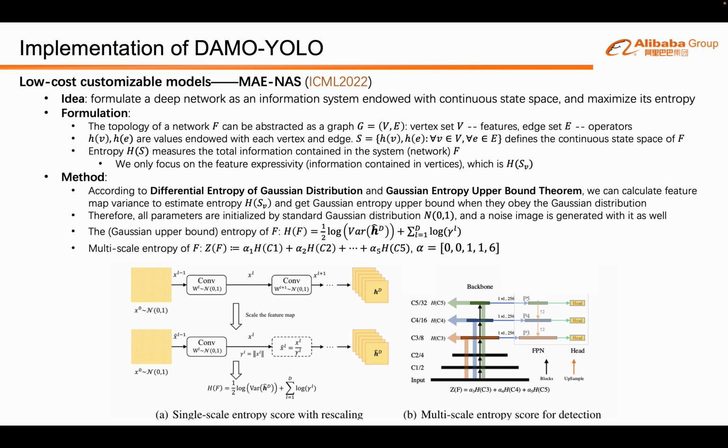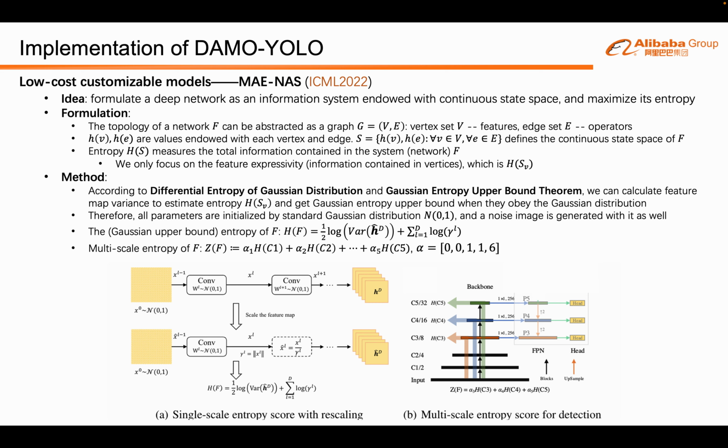First, we will introduce the core technology to provide low-cost customizable models, MAE-NAS. This work was accepted by ICML 2022. The idea of MAE-NAS is very simple. We can formulate a deep network as an information system endowed with a continuous state space. And the goal of MAE-NAS is to find a network architecture that maximizes its entropy.